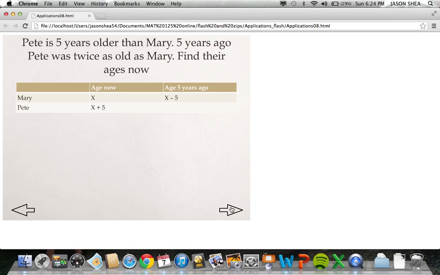Now, we have to apply that same logic when trying to find Pete's age 5 years ago. Pete's current age is x plus 5. To find his age 5 years ago, we need to subtract 5 from x plus 5. We get Pete's age 5 years ago was x. Once again, that's his current age, x plus 5, minus 5 to get his age 5 years ago. X plus 5 minus 5 simplifies to just x.